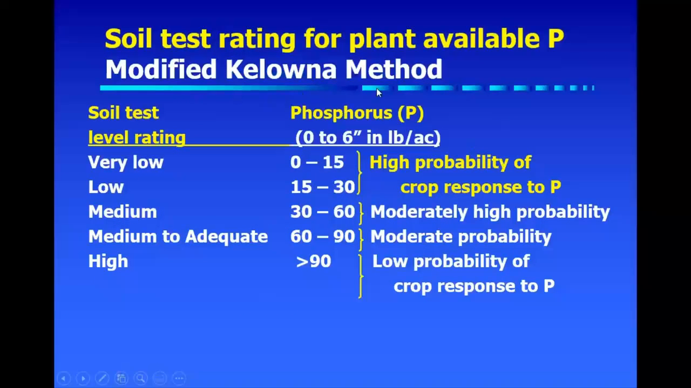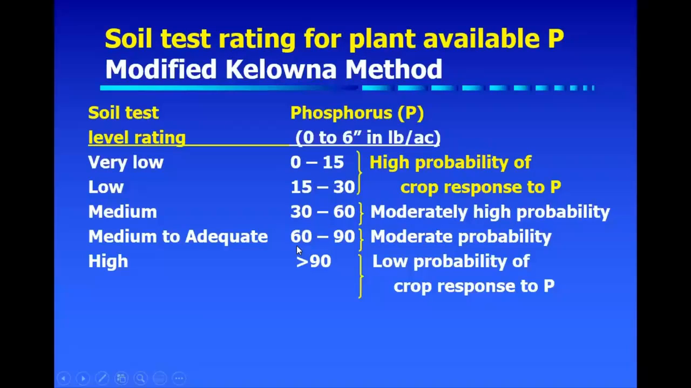So that's the method we're using in Alberta, the modified Kelowna method, and here are the ratings. If your soil test level is 0 to 15 or 15 to 30, we have a very high probability of crop response to phosphorus. As your soil test levels increase, you still have a moderate to moderately high probability. But once your soil test level is over 90 pounds, you have a relatively low probability of crop response.